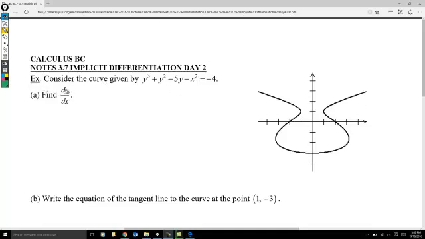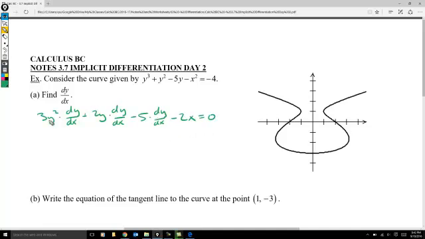And again, because this is dy with respect to x, I know that y is a function of x and x is my variable here. All right. So let's take the derivative of each term one at a time. The derivative of y cubed is 3y squared times dy/dx, plus 2y times dy/dx, minus 5 times dy/dx, and then minus 2x, and then that equals 0.